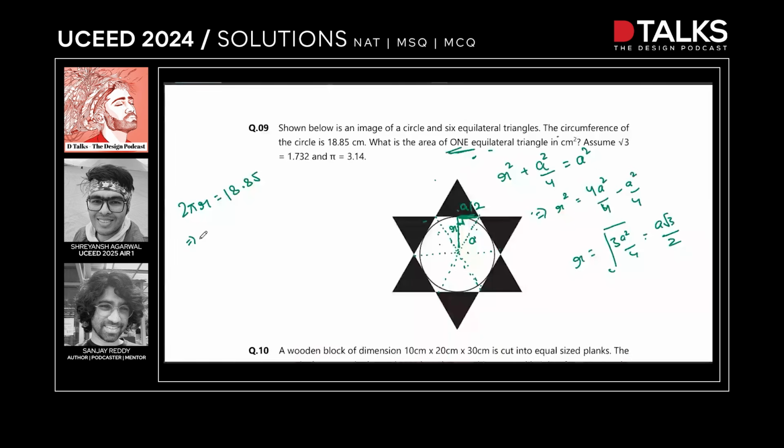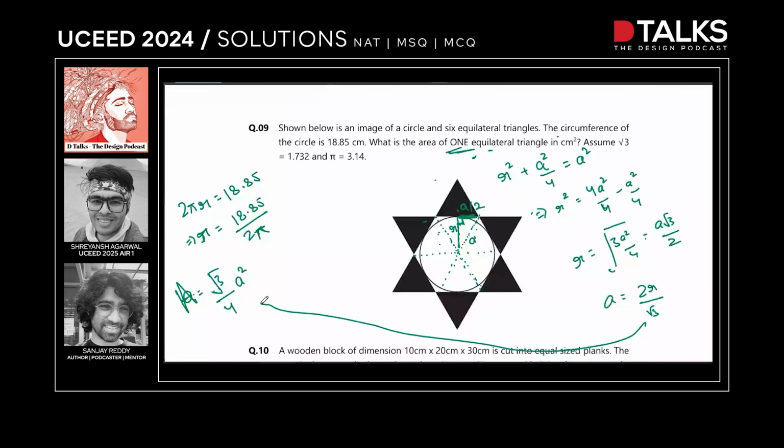That means r is equal to 18.85 divided by 2 pi. We need to find the area of one equilateral triangle. If you don't know, this is a formula you should remember. It's very useful. Area is equal to root 3 by 4 a square. You can derive this using the same Pythagoras theorem. It's very easy. So from this equation, we can write a is equal to 2r by root 3.